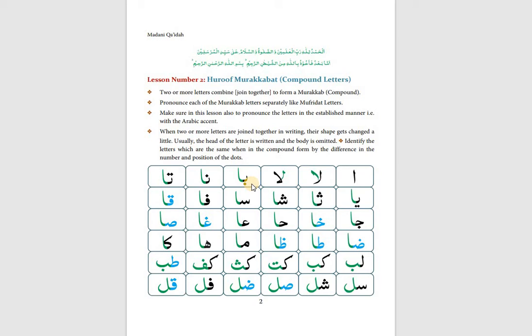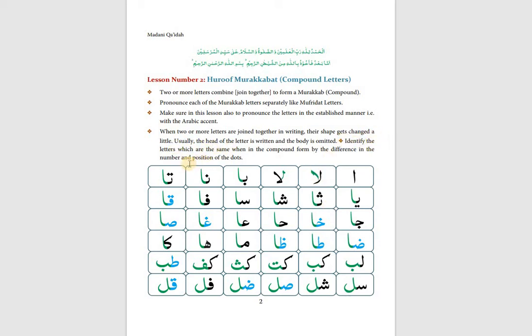These letters can be recognized by the position of their dots. If the dot is below that shape, it's Ba, and if it's on the top of this shape, it's Noon. If there are 2 dots on the top of this shape, it's Ta. If 2 dots are below that shape, it's Ya, and if there are 3 dots on the top of this shape, it's Sa. While reciting the Sa, there should be no voice of a whistle. Recite it very softly in this way.